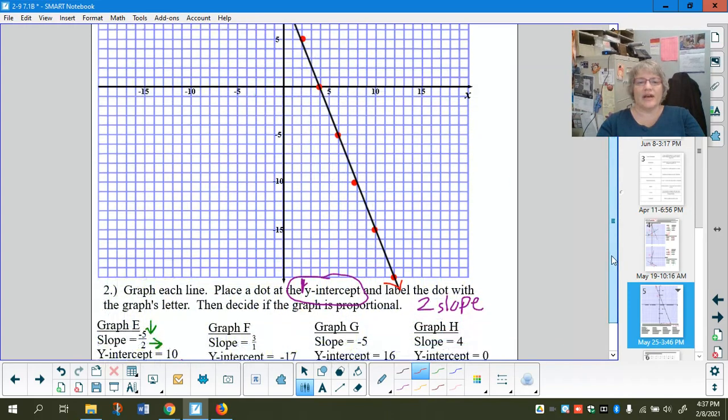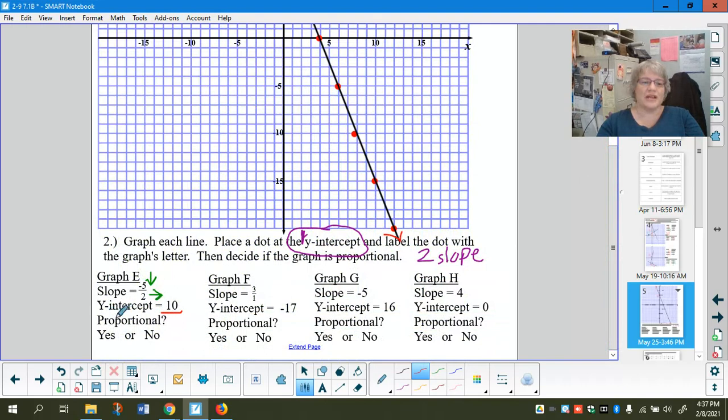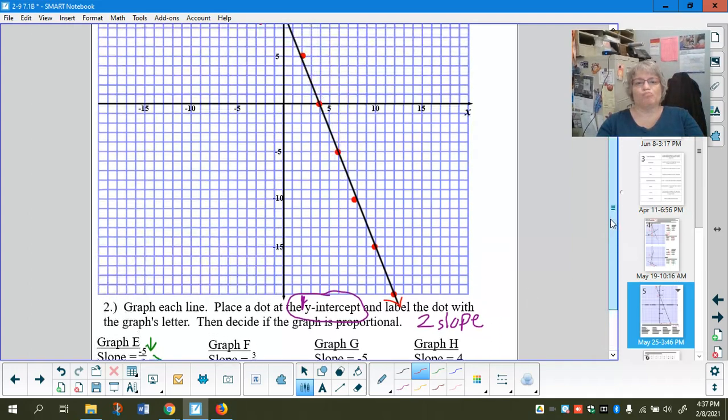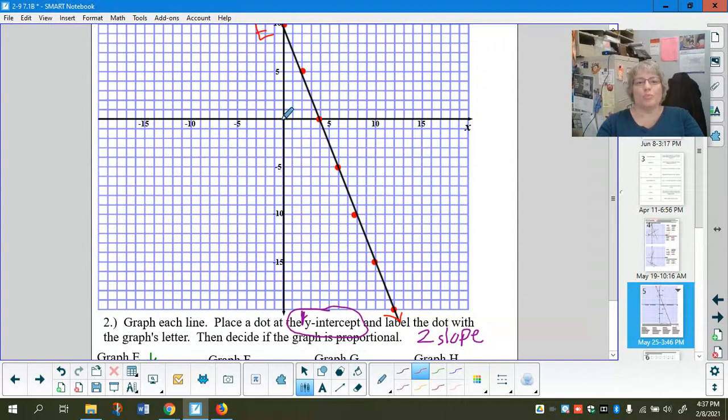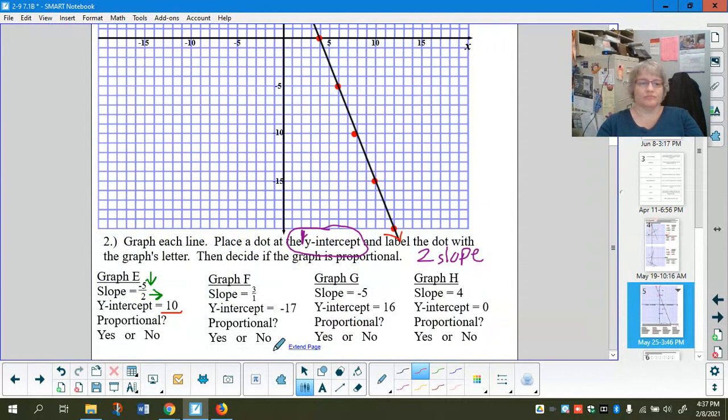All right, now that I've graphed it, I'm going to go down and answer these two questions. Is it proportional? Is it a straight line? Yes. Does it hit 0, 0? Nope, not proportional.